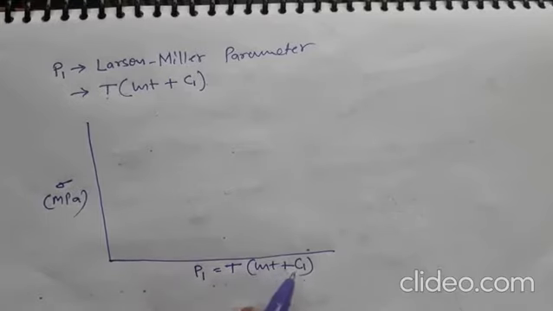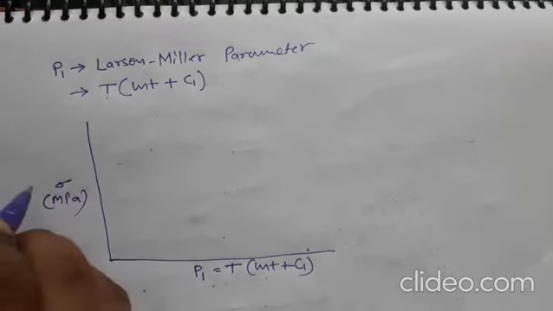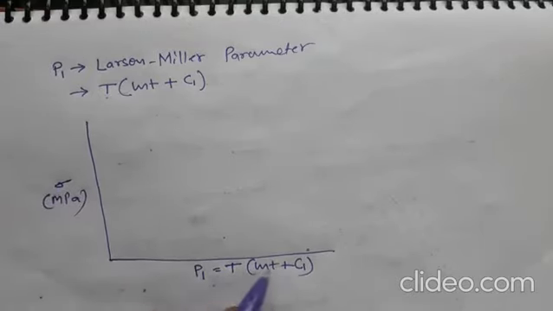Then you find out what is the value of C1. But C1 usually is 46, so you can ignore that part. Then what you do is you do testing at different stress values. Okay? And at each stress value you find out the rupture time, and using this equation at different temperatures you find out the value of Larson-Miller parameter. Okay?